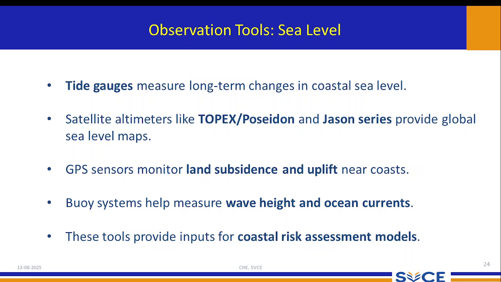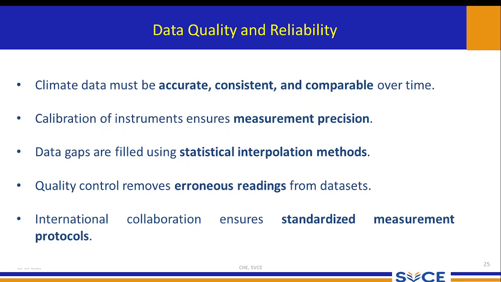So for sea level, some of these tools are used in order to see the rise in tides, okay, and the height of the ocean. Buoy systems help measure the wave height as well as the ocean current, okay, and GPS sensors also track land subsidence and uplift near the coast. These tools provide input for coastal risk assessment models. Okay, because of the tide increase, what will happen? The ocean current is heavy. What will happen? How are the wind patterns? Tide gauges measure long-term changes in the coastal sea levels.